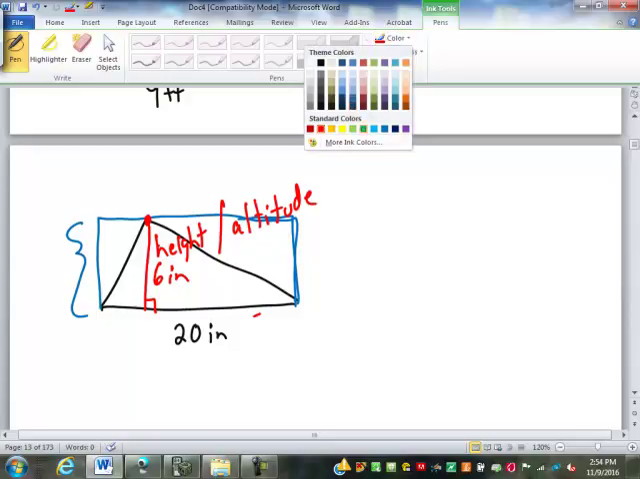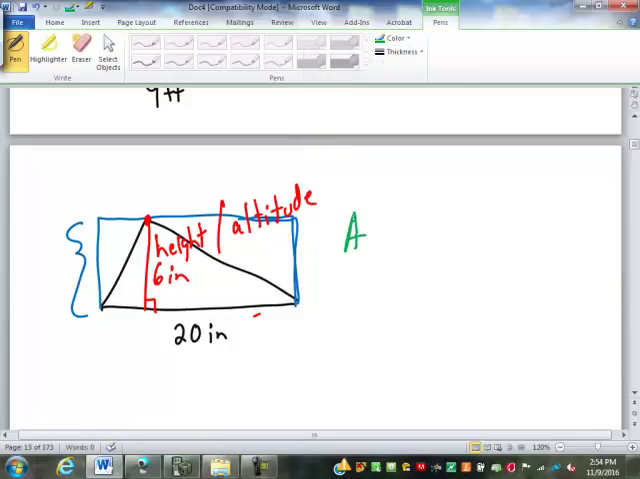So then the area of this triangle in black, it's still half of that rectangle. That rectangle is 20 inches by 6 inches. The area of the triangle is going to be that divided by 2. So that comes out to be 60 inches squared.